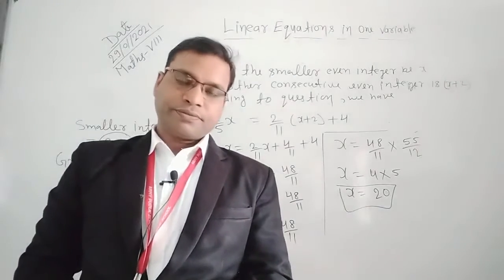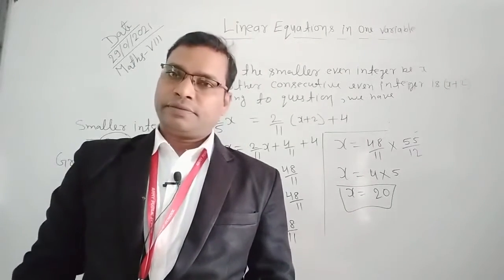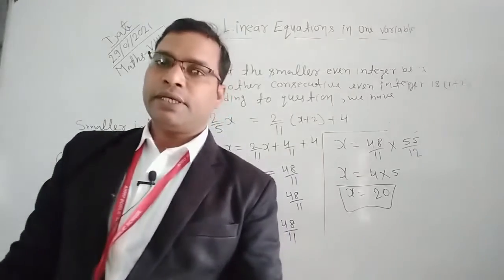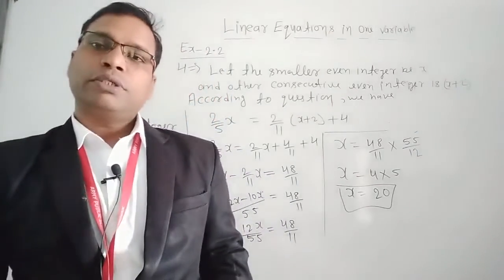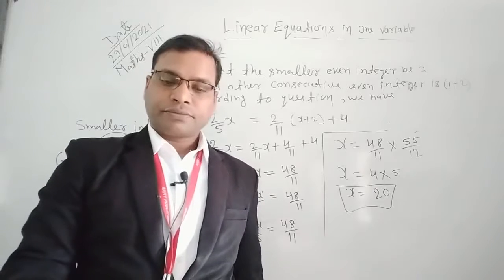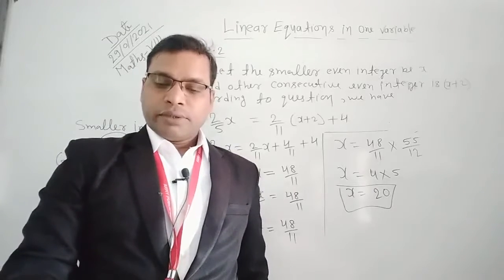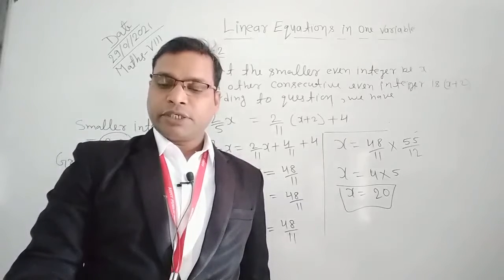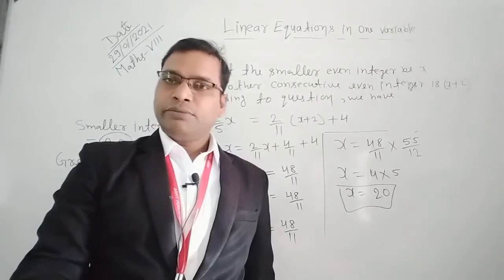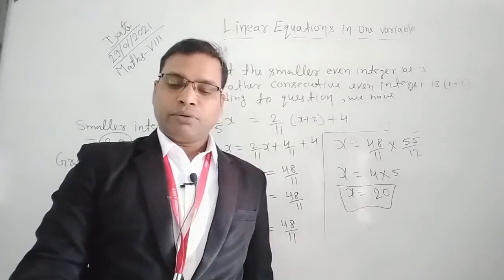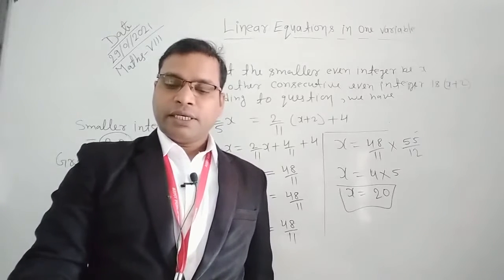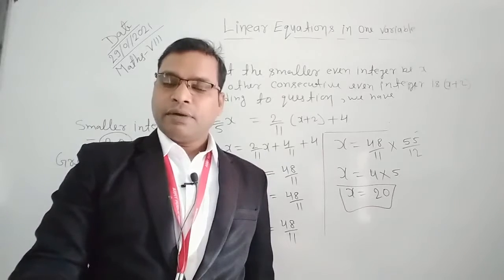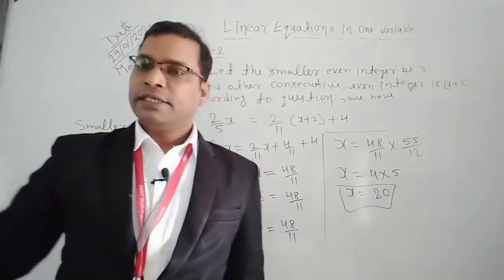Question number 5. Let's see what we have in question number 5. The denominator of a fraction exceeds its numerator by 4. If numerator and denominator are both increased by 3, the new fraction becomes 4 by 5. Find the original fraction. This is clear.